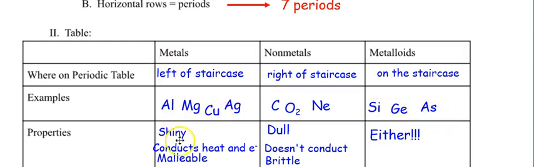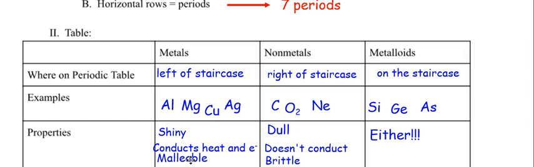Your metals have certain properties: they're shiny. Remember that magnesium? They conduct heat and electricity, just like aluminum or copper wiring does. Malleable, you can bend it. Remember how I bent that magnesium wire before I burnt it for you? All right, that means malleable.